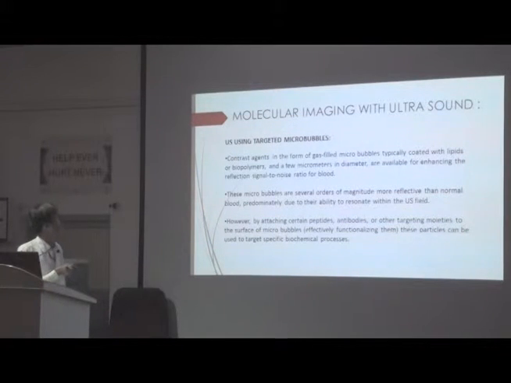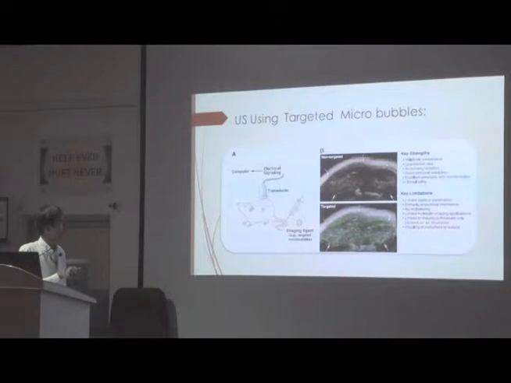And molecular imaging is also done with ultrasound. Currently they are using gas-filled microbubbles coated with lipids or biopolymers, a few micrometers in diameter. This will enhance the signal to noise ratio for blood. These are highly reflective compared to the other tissues, so we can get a better signal to noise ratio. These microbubbles are several orders of magnitude more effective than normal tissue. However, by attaching certain peptides, antibodies, or other molecules to the surface of the microbubbles, they can be functionally linked to specific molecules and targeted.